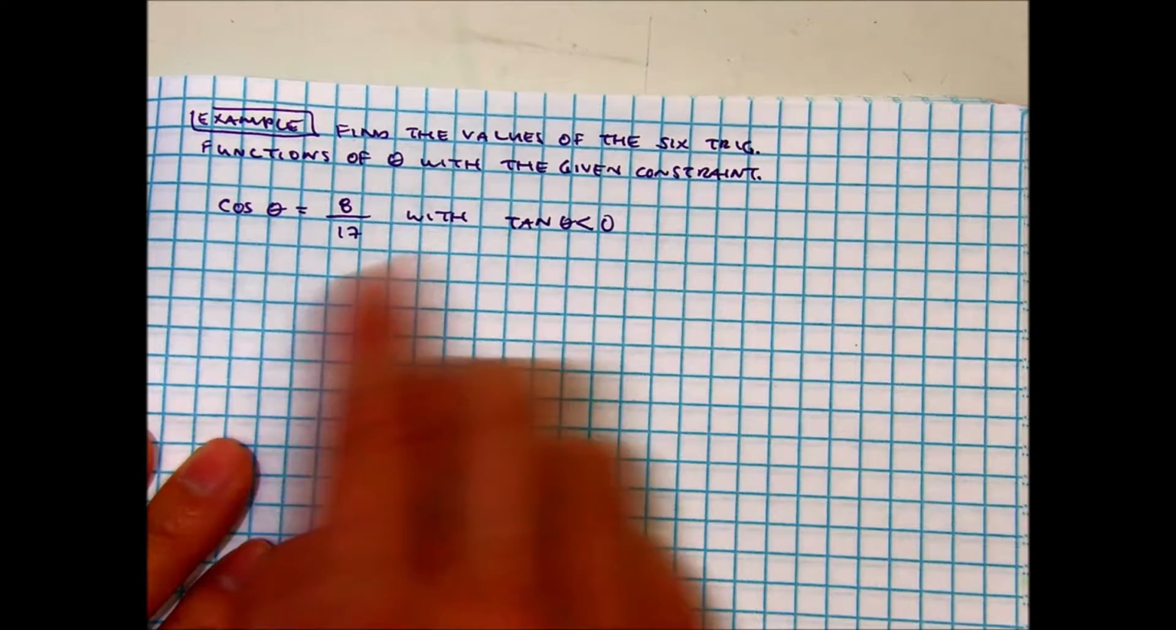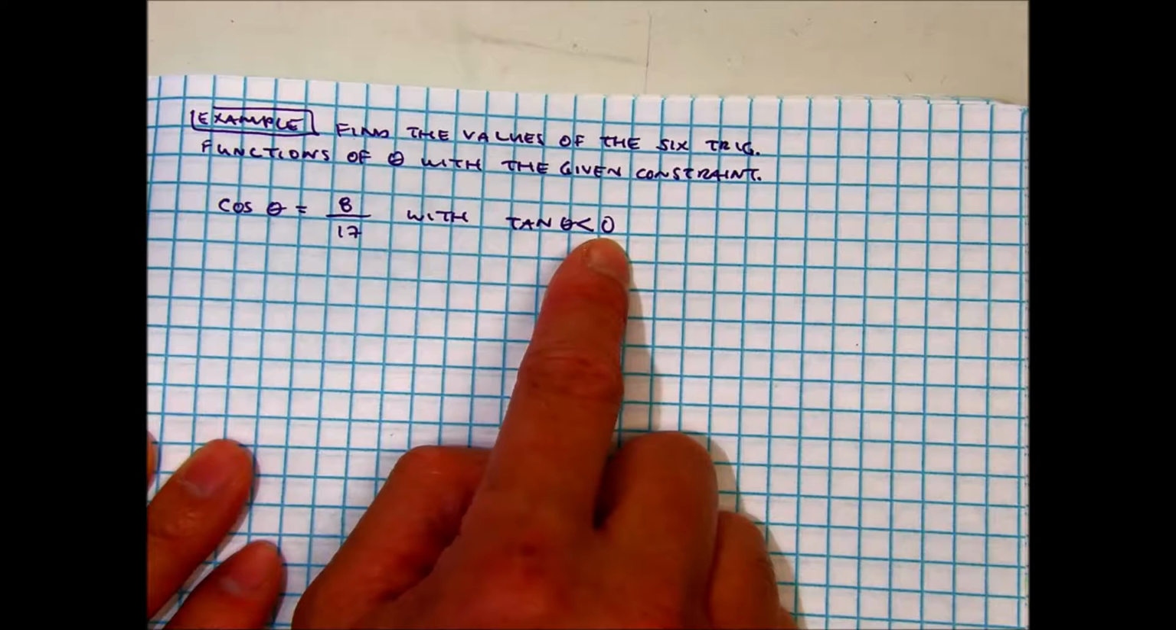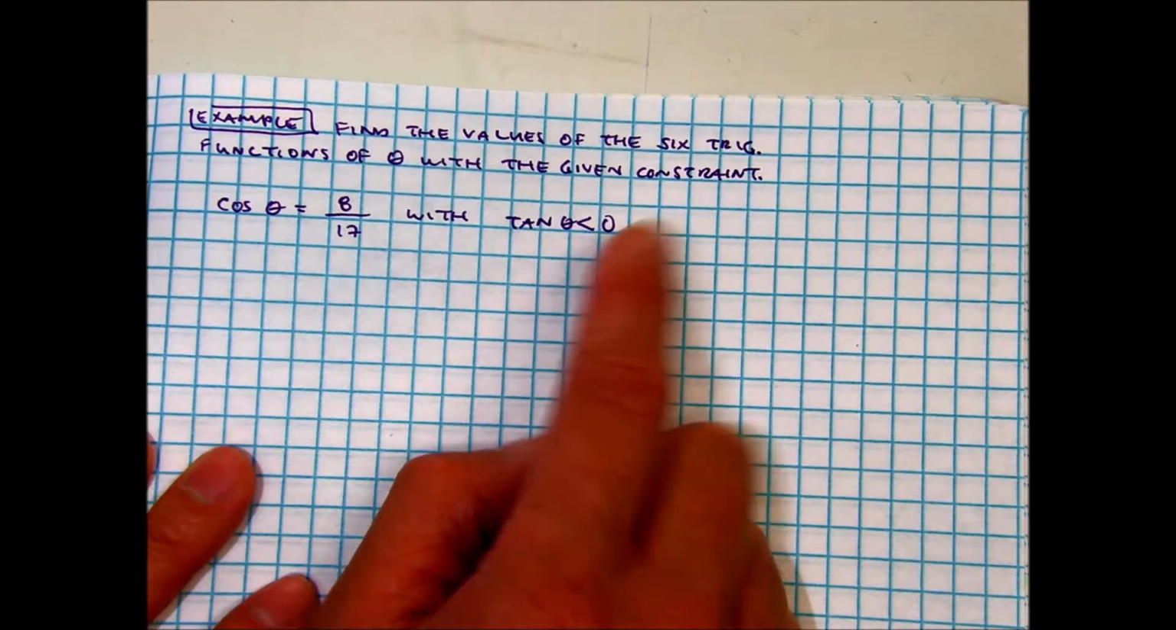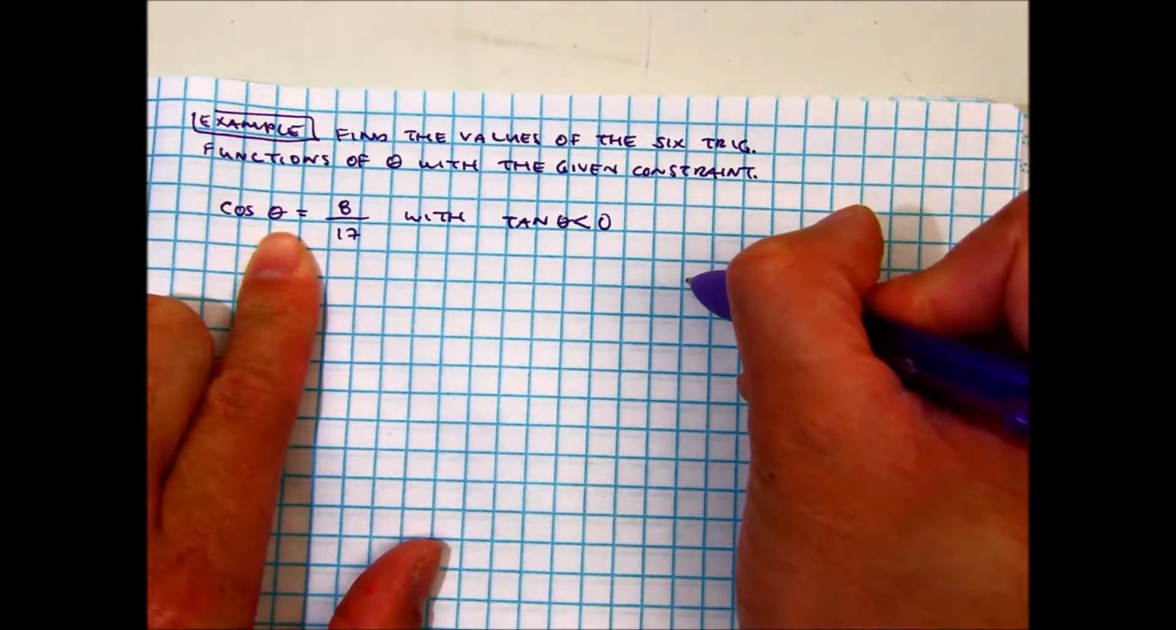Tangent of theta being less than 0. So if you think about it, they've given us one of the answers already. Cosine of theta equals 8 over 17. See if I can switch colors and you can see this.